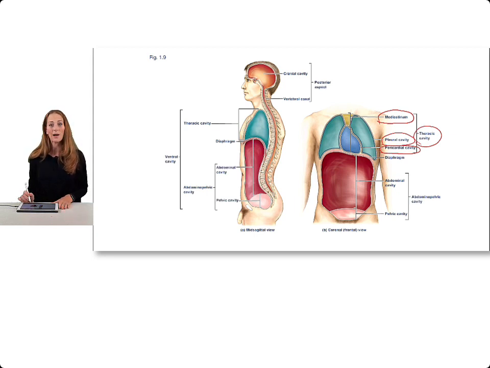The sac around the heart is the pericardial sac. And then within the abdominopelvic cavity, we have the abdominal cavity, which is above the pelvic brim, and the pelvic cavity, which is below the pelvic brim, found in the true pelvis.